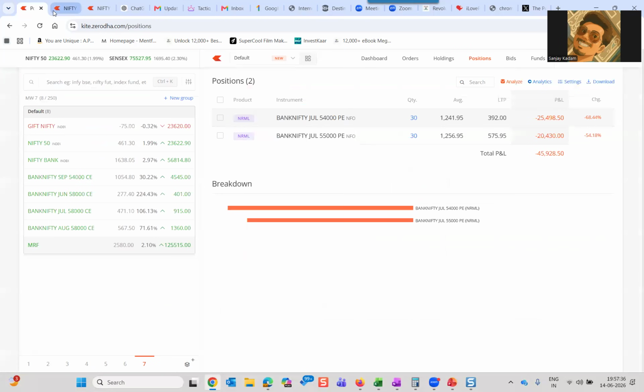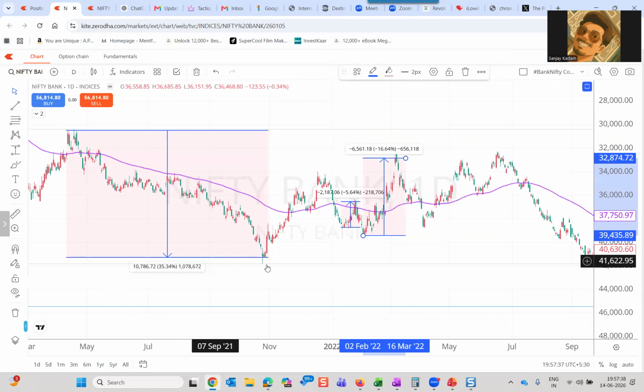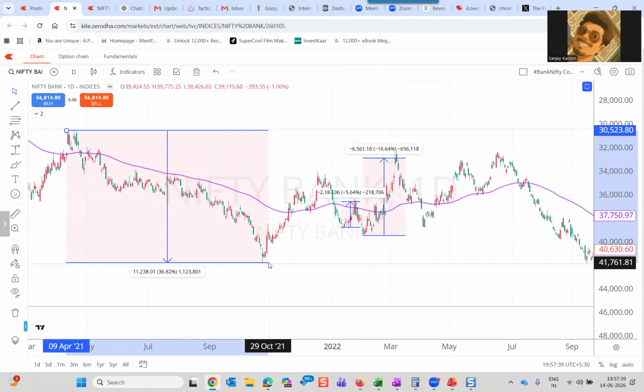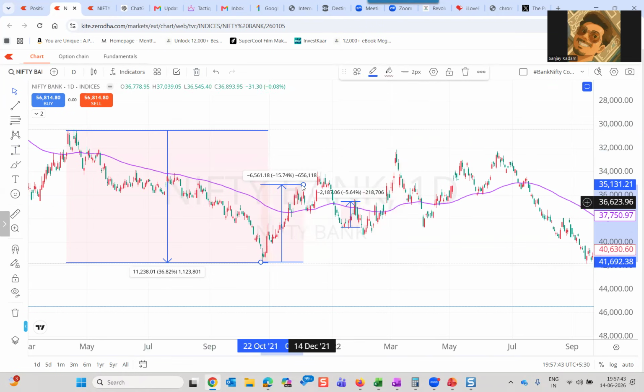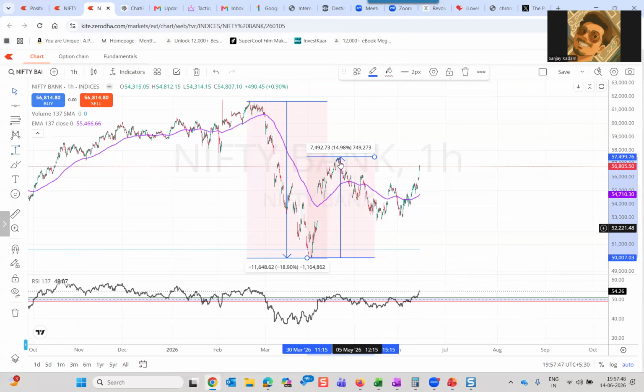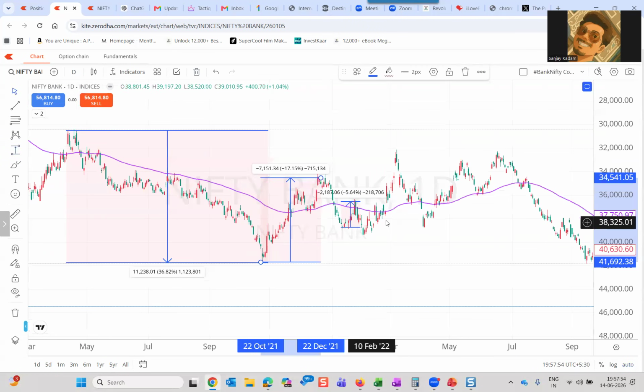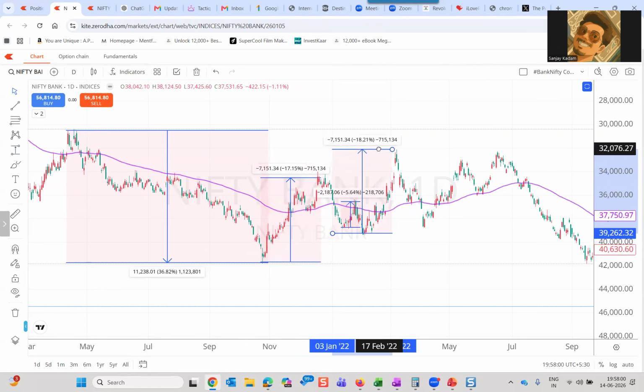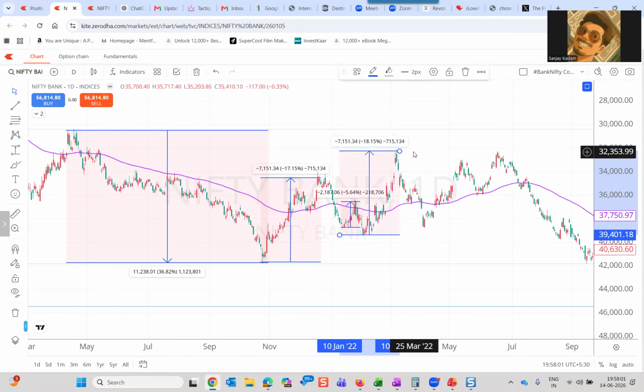What are we seeing here? Extended, went to 11,000. Then there was a reversal of 7,000. Okay? 7,000. Then someone manipulated this. Then someone manipulated this and brought price like this, it went to 480.